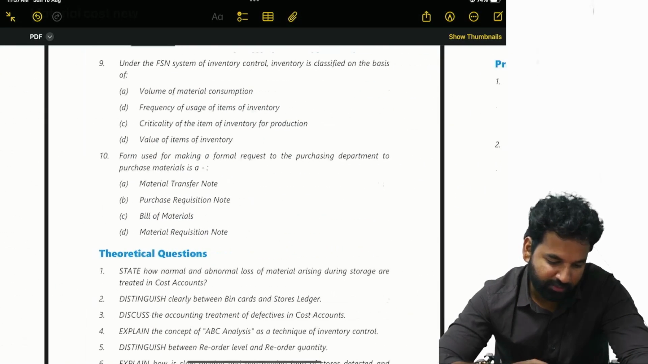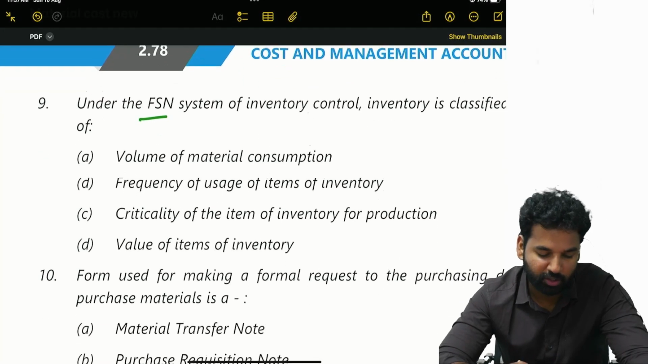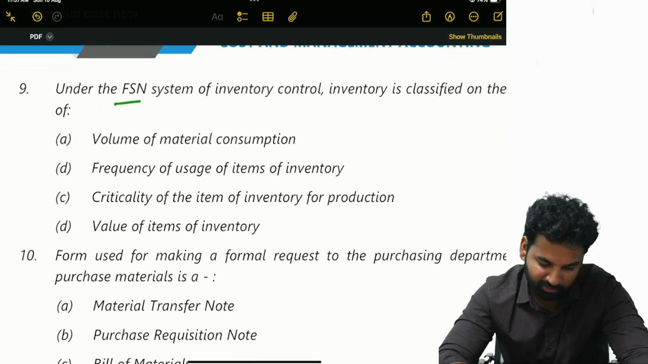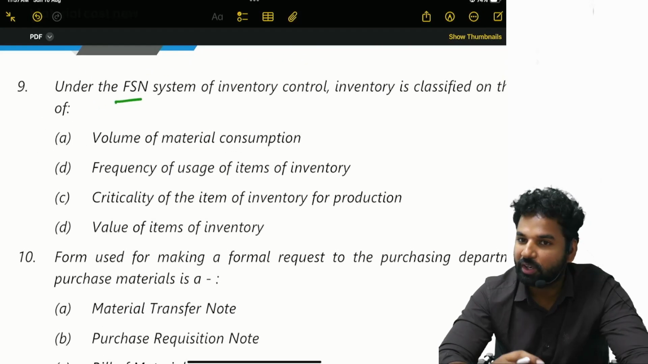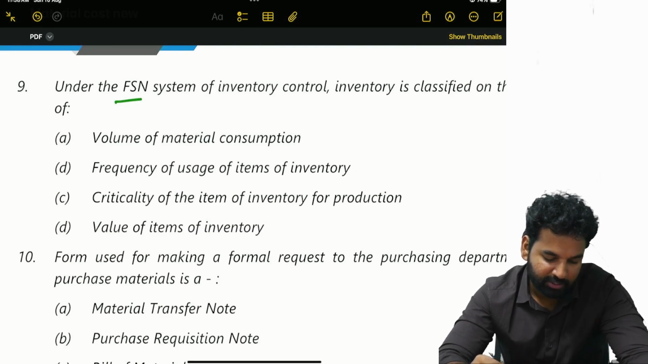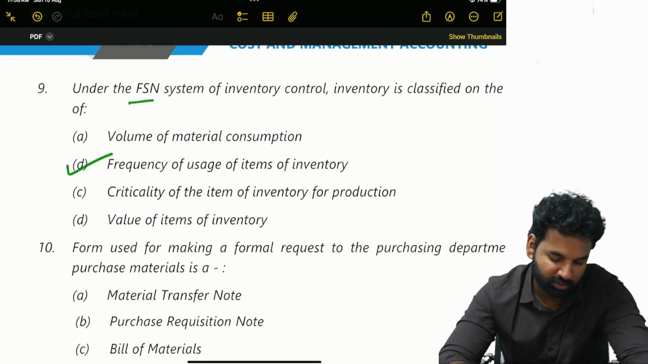Next, under the FSN system, FSN is the fast, slow and non-moving system of inventory control. Inventory is classified on the basis of what? Volume of material consumption, frequency of usage, criticality of the item, or value of the items. Frequency of usage. Okay, fast, slow.